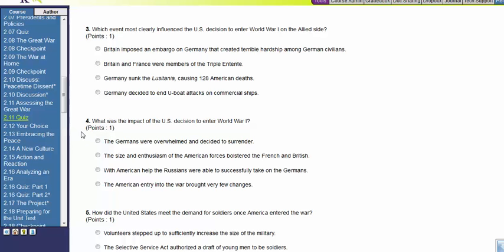Number 4, what was the impact of the U.S. decision to enter World War I? The Germans were overwhelmed and decided to surrender. The size and enthusiasm of the American forces bolstered the French and British. With American help, the Russians were able to successfully take on the Germans. The American entry into the war brought very few changes.